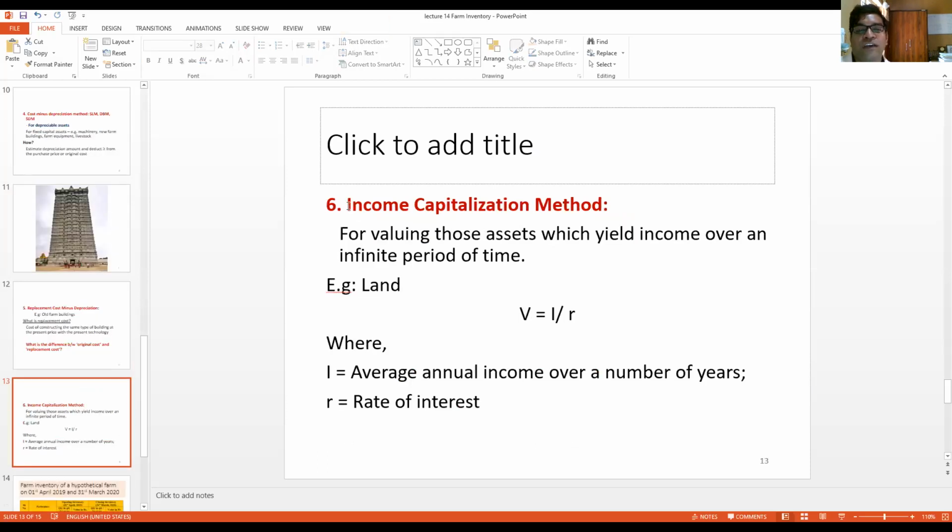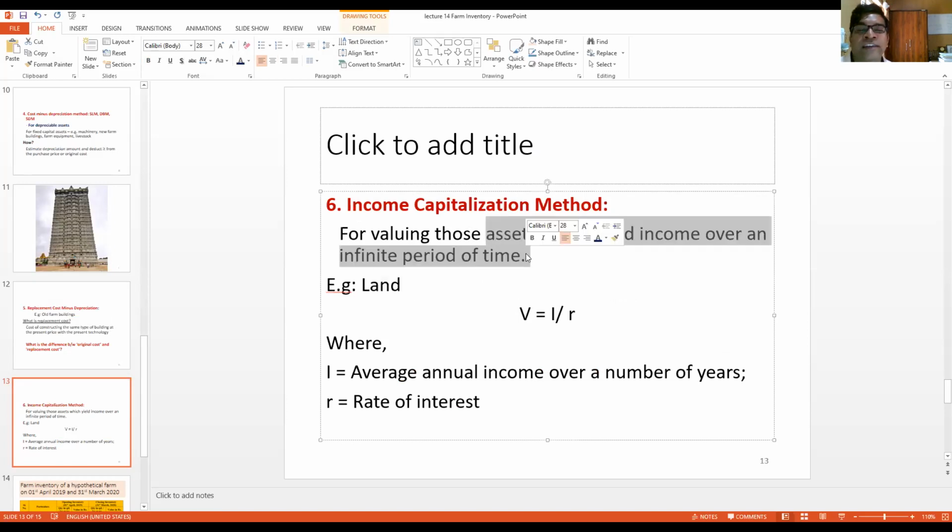And then lastly, what we have is the income capitalization method. This method is useful in estimating the value of land. Why land? Because land is an asset which yields income over an infinite time period. So if we have an asset which is going to give us income over an infinite time period, for example land, we can use a method called the income capitalization method, right?